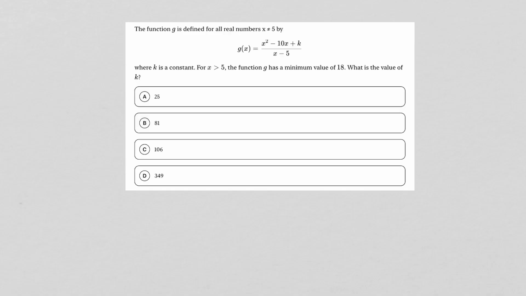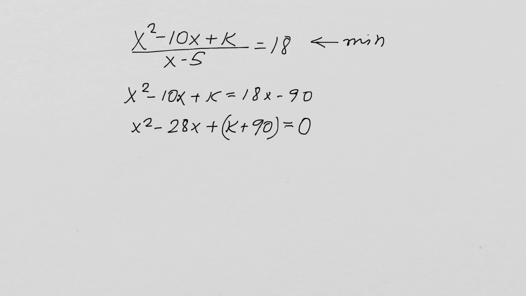What we're going to do is equate the function to 18, because that's what the minimum value was. If you simplify the equation further, we're going to end up with this. Now, here's the important thing. This one is important.